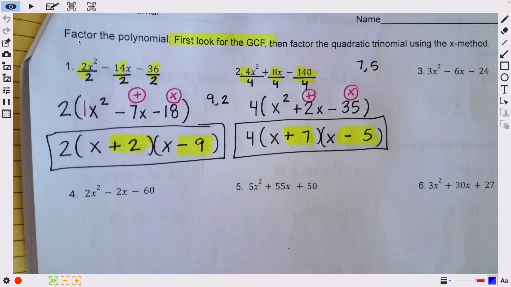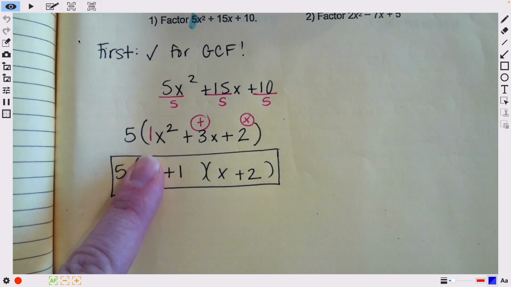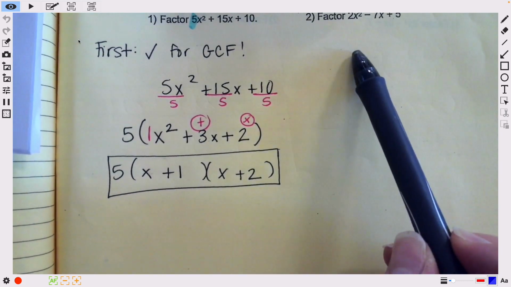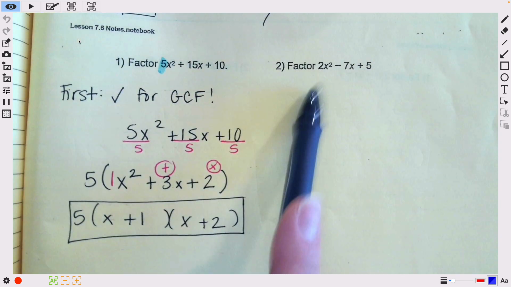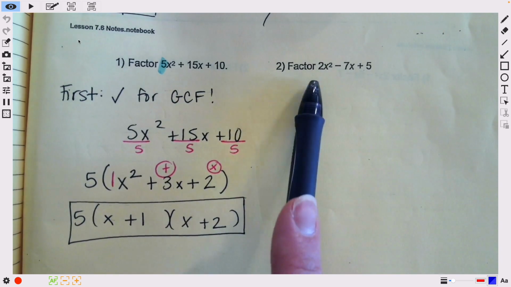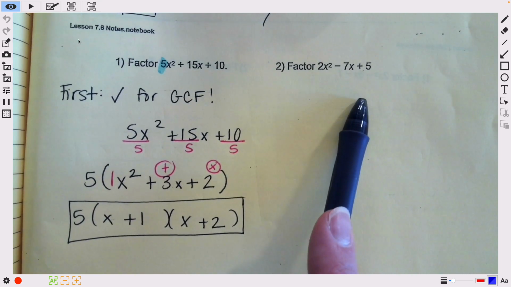So sometimes if your leading coefficient isn't 1, but you can take a greatest common factor out and make it 1, then life is still good. Unfortunately, sometimes the leading coefficient is not 1, and there's no common factor to take out, right? These are not all divisible by 2. Okay, so now we have an issue.